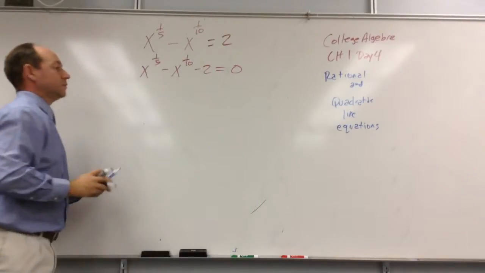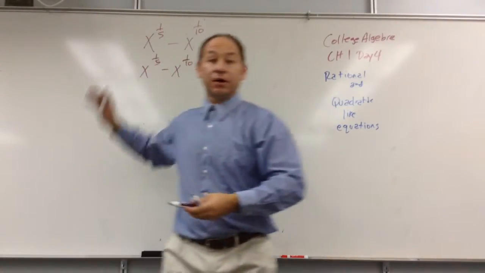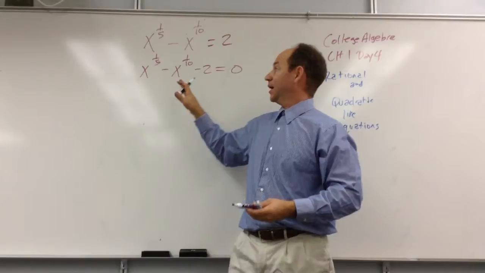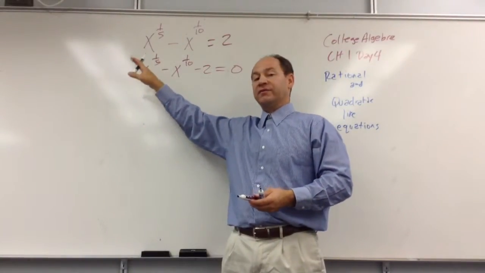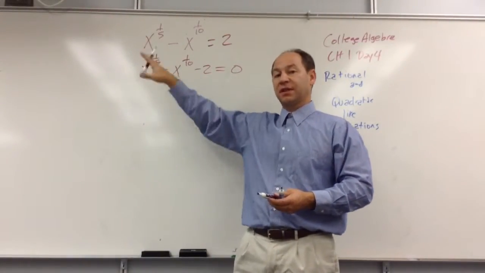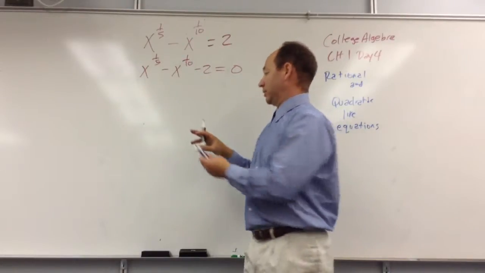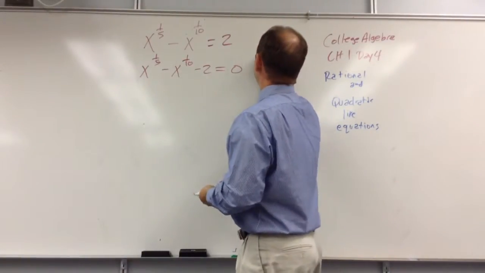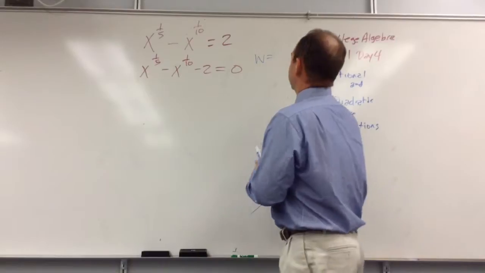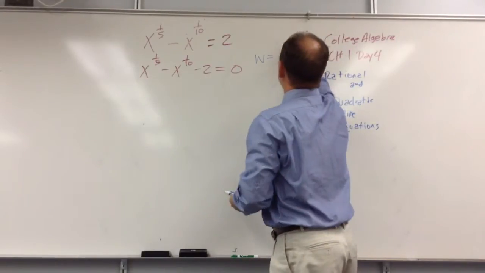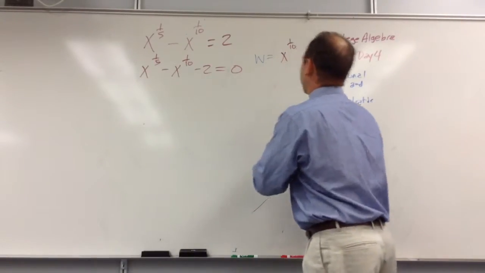Now, which one of these is larger, 1/5 or 1/10? It is written in the right order. 1/5 is much larger than 1/10. So the larger one's on the left. Question is, is this one double? So let's do the old W trick. If W equals the middle one here, x to the 1/10, what does W squared equal?